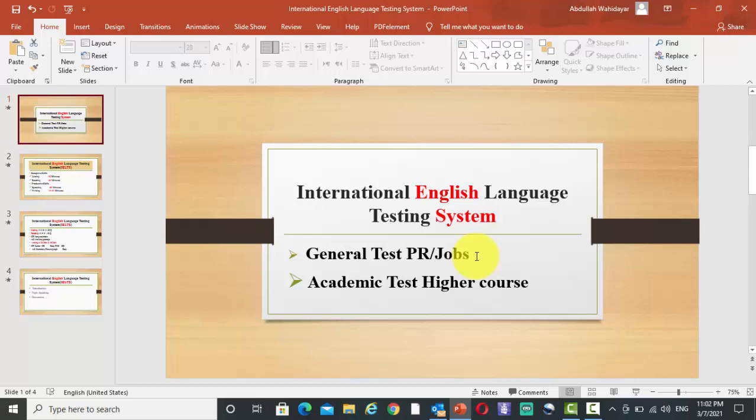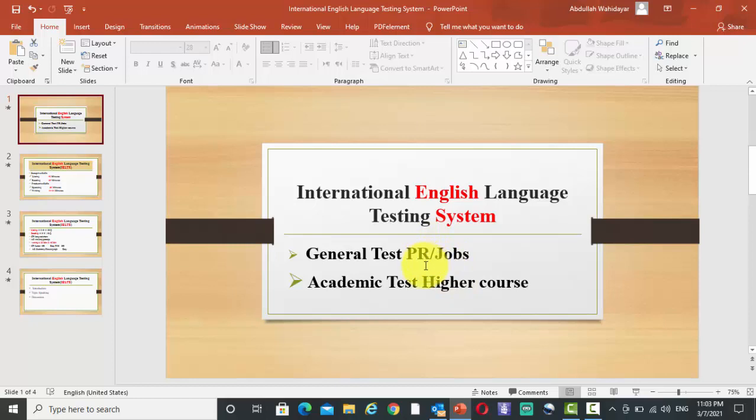So this is the general format of the IELTS test. What is the general test, and what is the academic test? Generally, the general test is for those who want to get a job or for PR purposes, and the academic test is only for those who want to get higher degrees: bachelor, master, and PhDs.